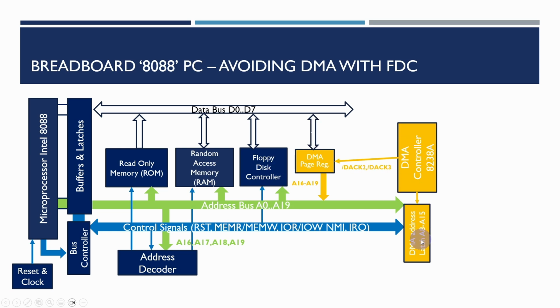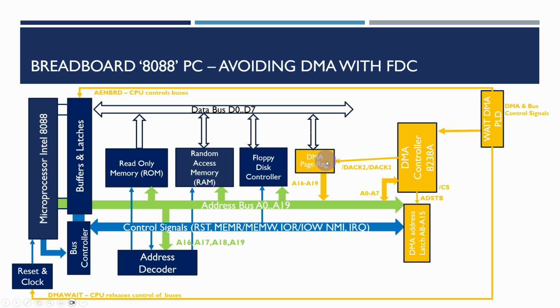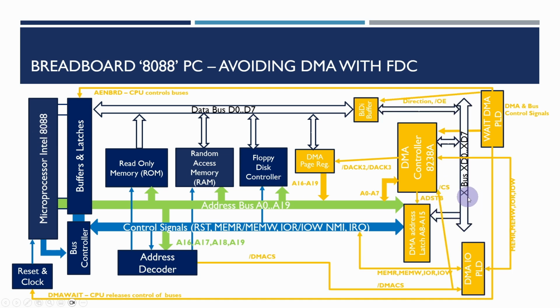So we've got the DMA controller itself. It needs some extra address latches because it doesn't have quite enough pins to do 16-bit addresses, and it also needs this page register to do the top A16 to A19, so it can do the full 1 megabyte address range. Then we've got various other programmable logic devices providing bus control signals, so we need to arbitrate between when the DMA controller accesses the bus and when the CPU accesses the bus, also making the CPU pause, so the DMA wait makes the processor pause whilst the DMA controller is doing its stuff.